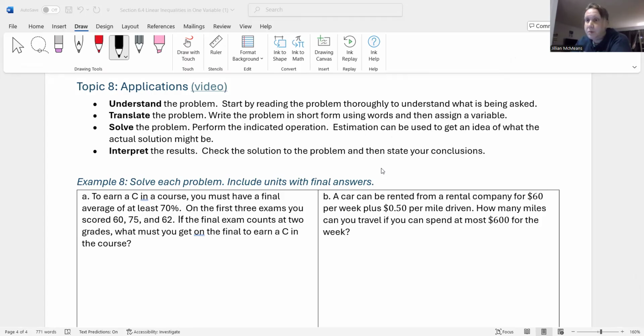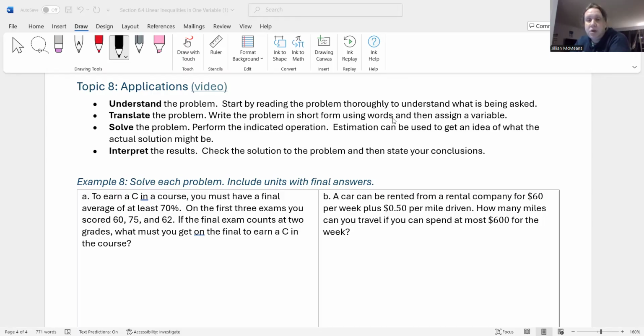Sometimes you have to read a problem 2, 3, 4 times before you get a feel for what's going on. So read it as many times as you need to have an understanding of what is happening in the problem. The hard part is typically translating the problem. This is that direct translation part where you convert the important parts to math. So you convert them to expressions or equations, or in this case, inequalities.